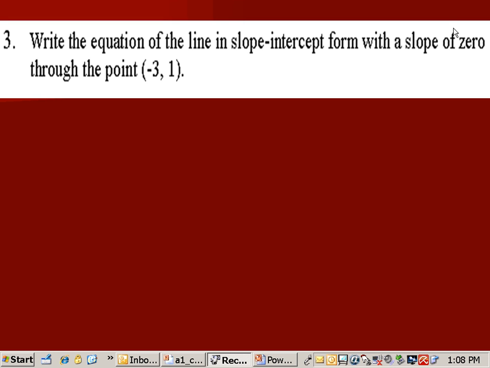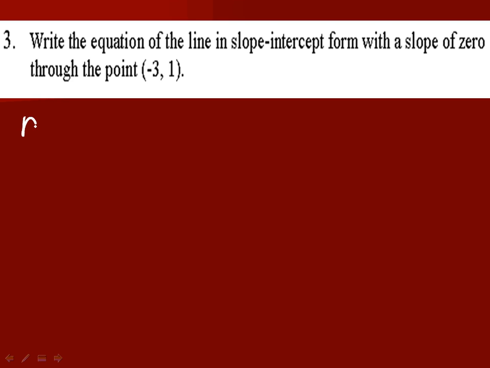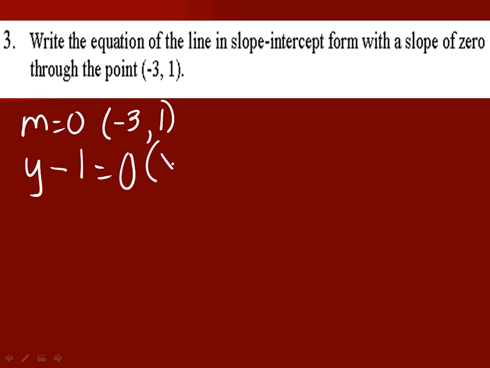Okay, so look at number 3. You're looking for a slope of 0. You can't see it right here. My slope is 0. So what does m equal? 0. And what point am I going to use? Negative 3 and 1. So y minus what? 1, 0.